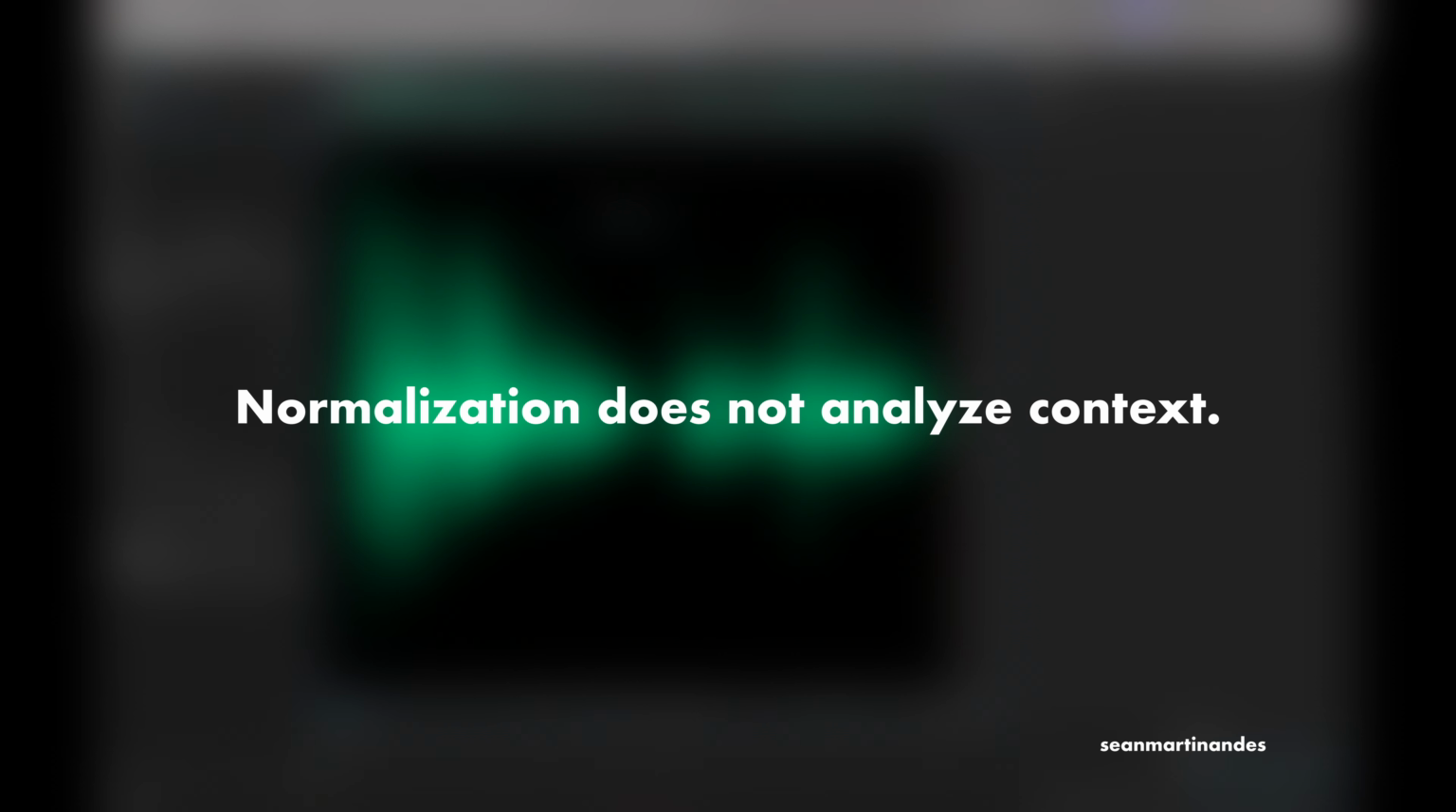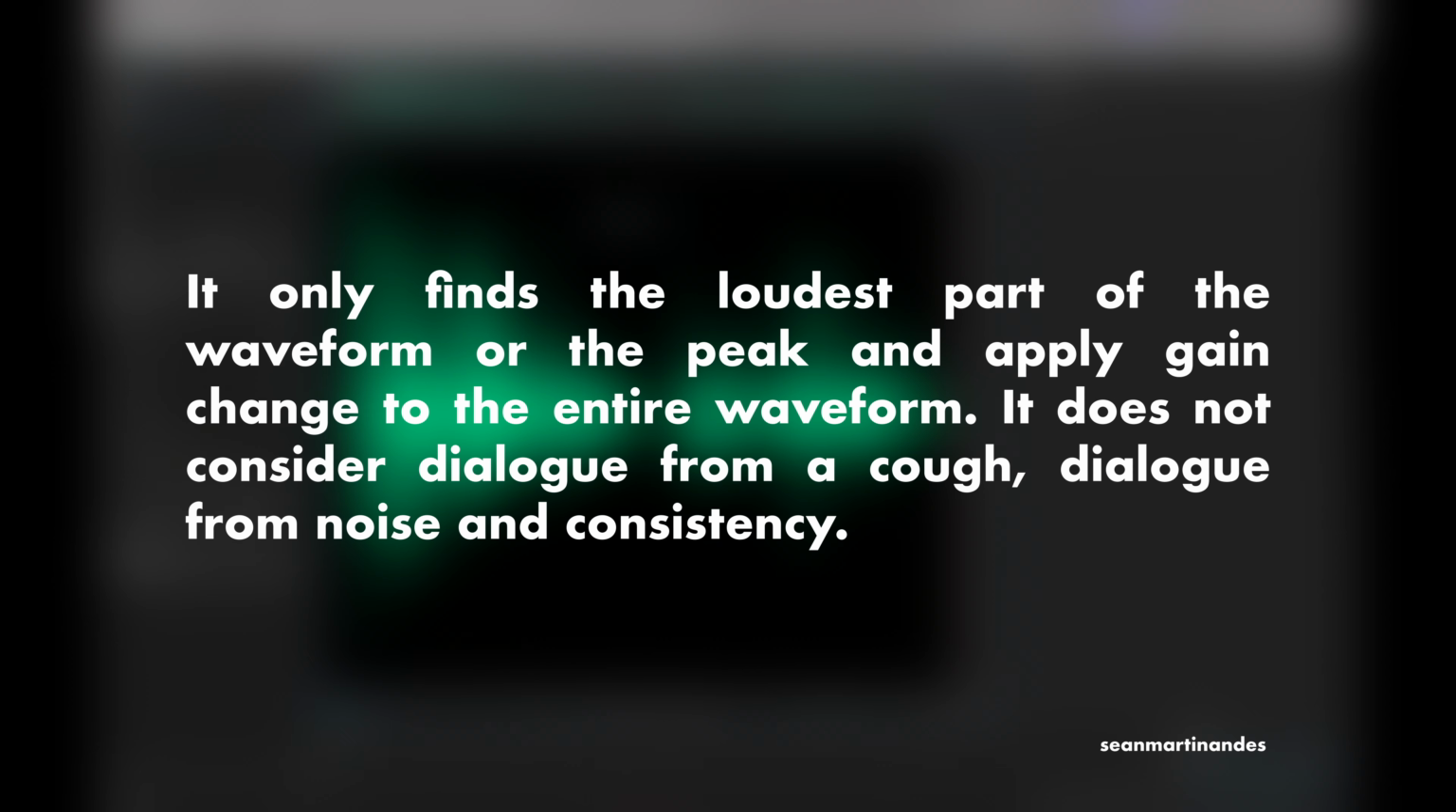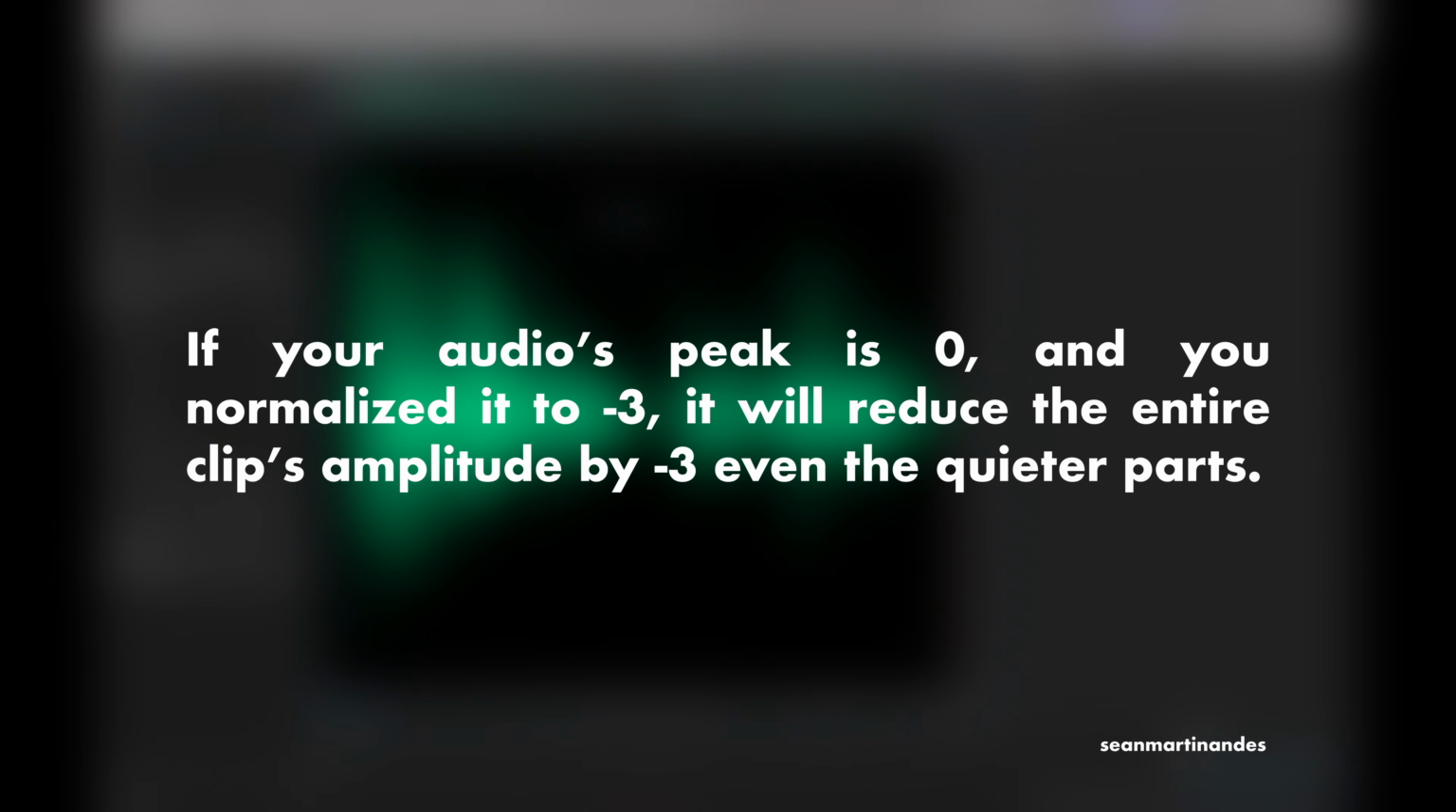Normalization does not analyze context. It only finds the loudest part of the waveform, or the peak, and applies a gain change to the entire waveform. It does not consider dialogue from a cough, dialogue from noise, and consistency. For example, if your audio's peak is 0, a cough, and you normalize it to -3, which is the most common target level, it will reduce the entire clip's amplitude by -3, even the quieter parts.